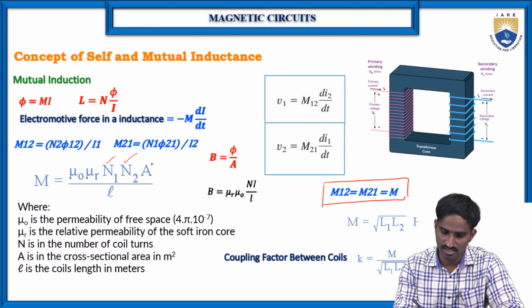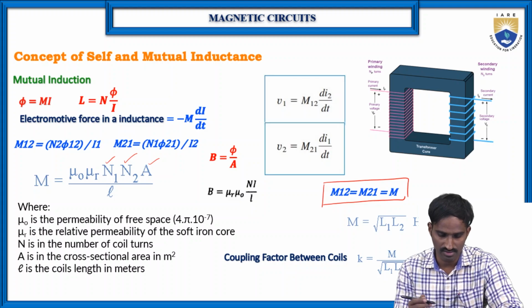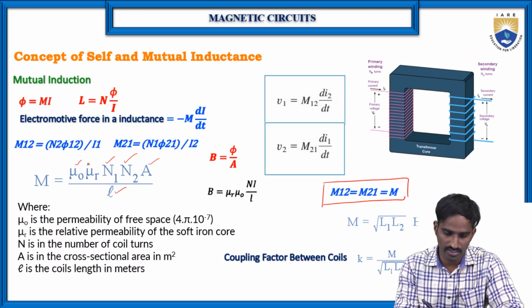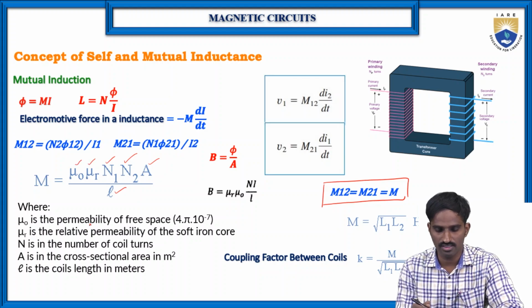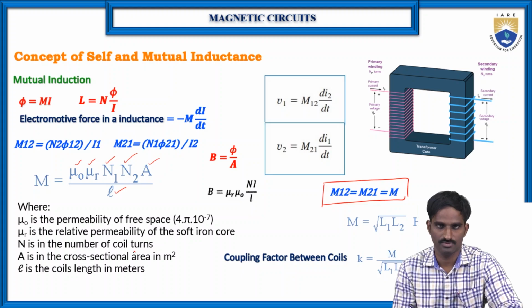And here A is the cross-sectional area of the core, the same as in self-inductance, and L is the length of the coil, the same as in self-inductance. Here mu naught is the permeability of free space, and mu r is the relative permeability of the soft iron core, which means whatever material we are using. Anyway, here we are using a soft iron core, so we represent mu r as the relative permeability of the soft iron core.